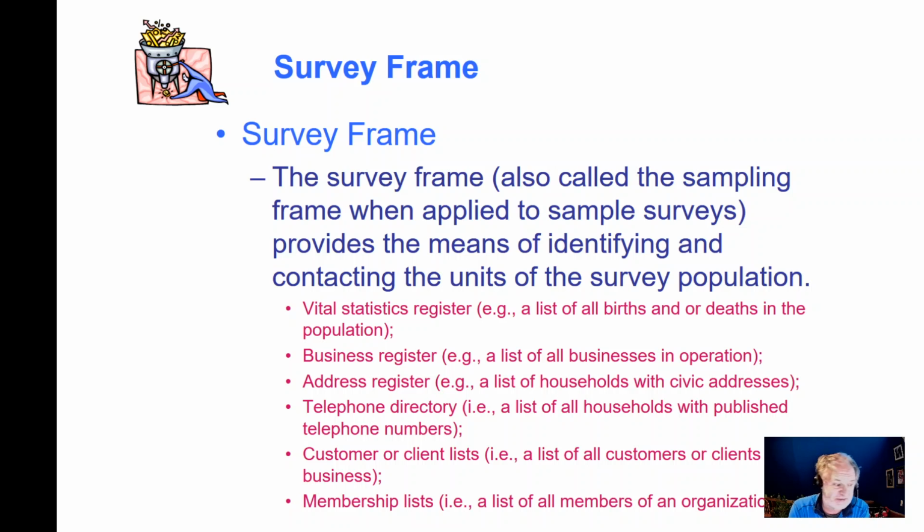Customer client lists for companies, right? If the population is existing customers, then you can sample from that. And organization membership lists, right? For example, we've run MRPs with organizations like the Barrie Chamber of Commerce, where we can randomly sample from the membership lists. If your target population is existing members of the organization and you're looking at member engagement, then you have that information. That's your survey frame.